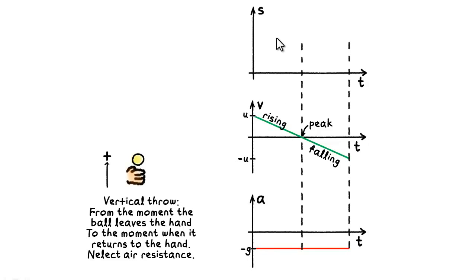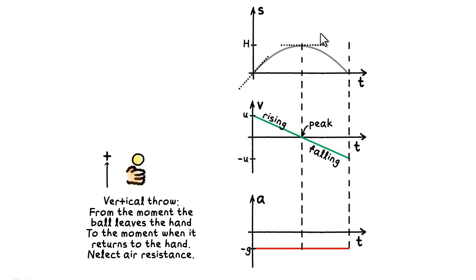Now for the ST graph, it should look something like this. Remember, the gradient of the ST graph gives the VT graph. So notice that in our ST graph, we start off with the maximum positive gradient, and the gradient becomes less and less positive, eventually reaching 0 when it's at the peak. This of course matches with the velocity starting with maximum positive and decreasing until 0 when it's at the peak.